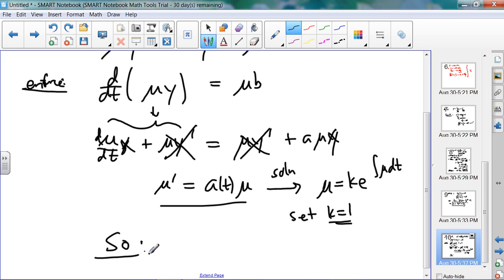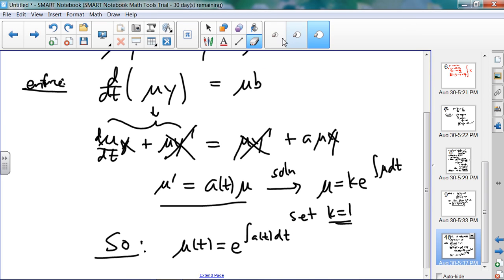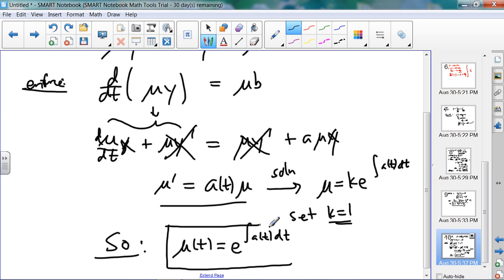So our takeaway from here is that we now have a formula to figure out what mu is just from looking at the differential equation. And I realized that I made a slight little mistake here. Instead of mu dt, this should have been a of t dt. Okay? So this is our formula for the integrating factor, mu. So our solution technique from now on is pretty straightforward. So let's write that down.